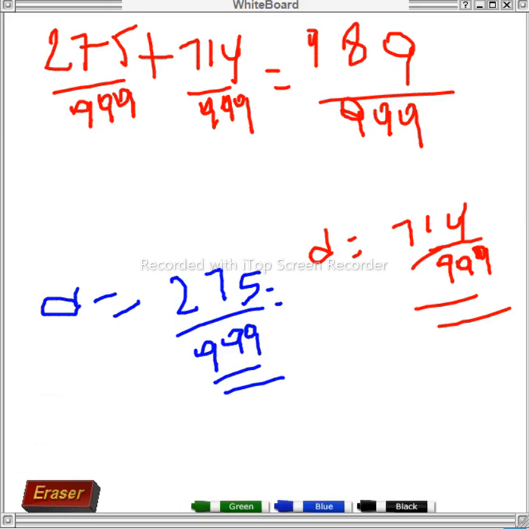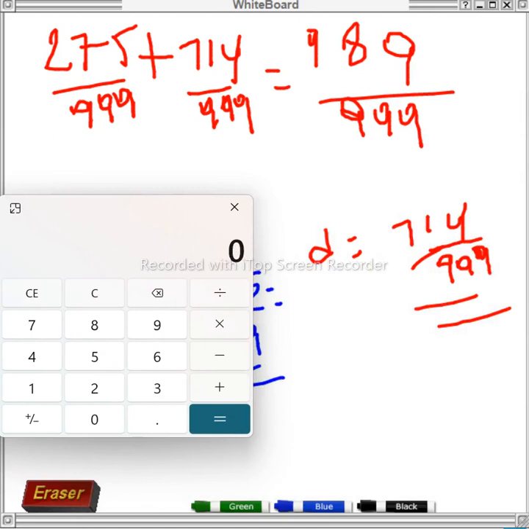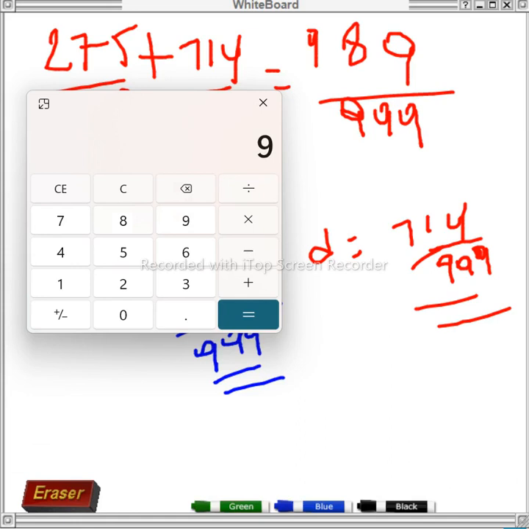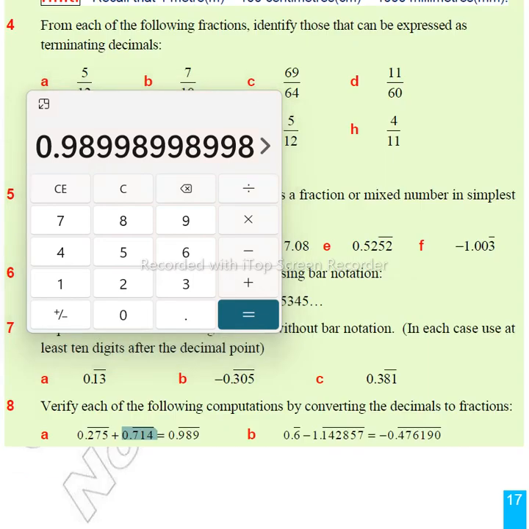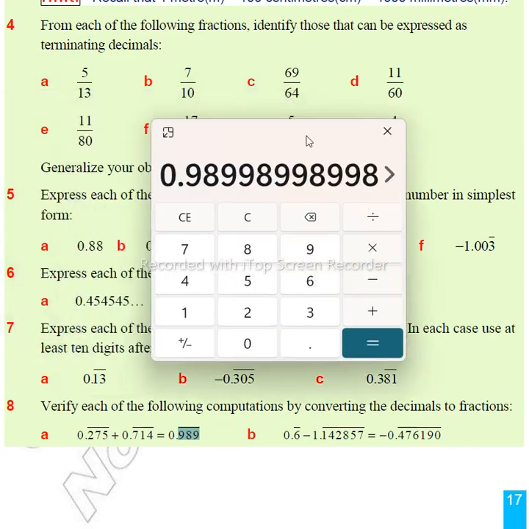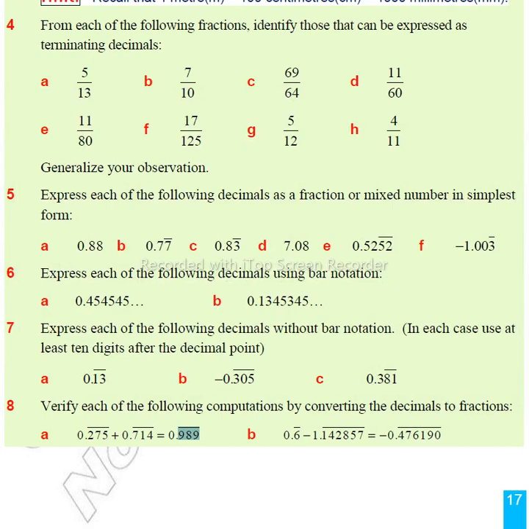When we add these, we get 989 over 999. To convert this to a decimal, let us use a calculator. 989 divided by 999, we get 0.989989989, which repeats. So our answer is correct, and we verified it by using this type of fraction. So this is all about question number 8A, and if you understand A, you can also do B.